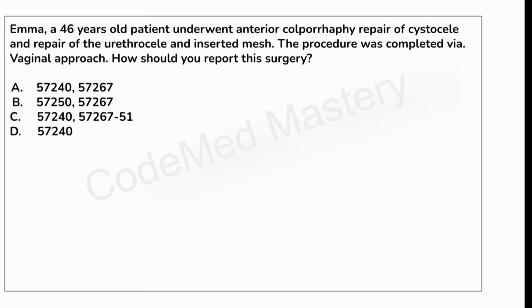This is the first question. Let us solve this question by using elimination method. That is, before looking at the question, we'll check the options. In option A, B, C and D, let us check the first codes. In option A, C and D, the code is 57240 and in option B it is 57250. So let us check these two codes.